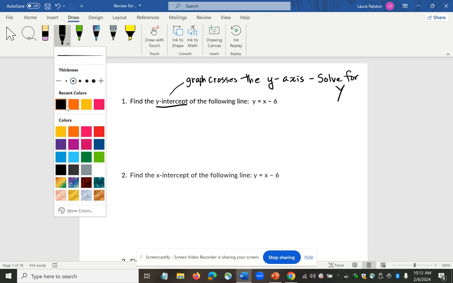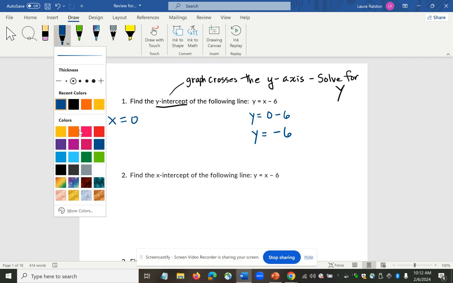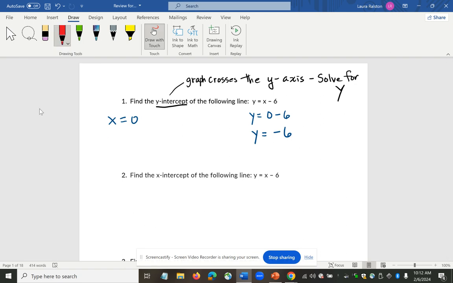So to solve for y, we're going to let x equal 0, and I'm going to substitute that into the given equation. So I'd have y equals 0 minus 6. So y equals negative 6. Typically, the answer is written as an ordered pair. Remember that an ordered pair is in the form x, comma, y. So our answer would be 0, comma, negative 6. That's your y-intercept.